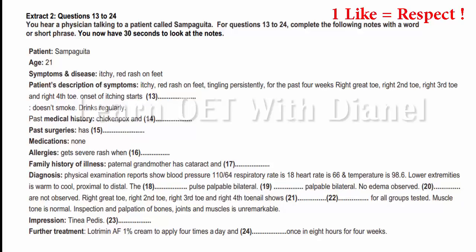Muscle strength is 5 out of 5 for all groups tested. Muscle tone is normal. Inspection and palpation of bones, joints, and muscles is unremarkable. You have developed tinea pedis, a fungal culture of skin from right toes. KOH test shows no visible microbes. I am prescribing Lotrimin AF 1% cream to apply 4 times a day, and Griseofulvin 250 milligrams PO once in 8 hours for 4 weeks.